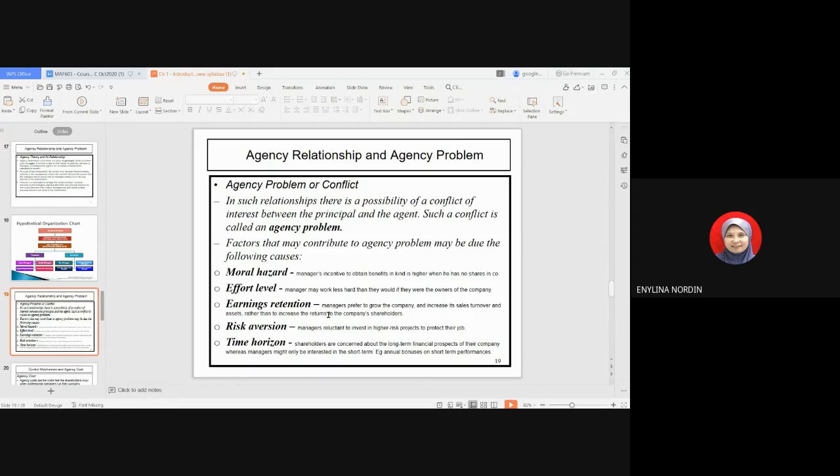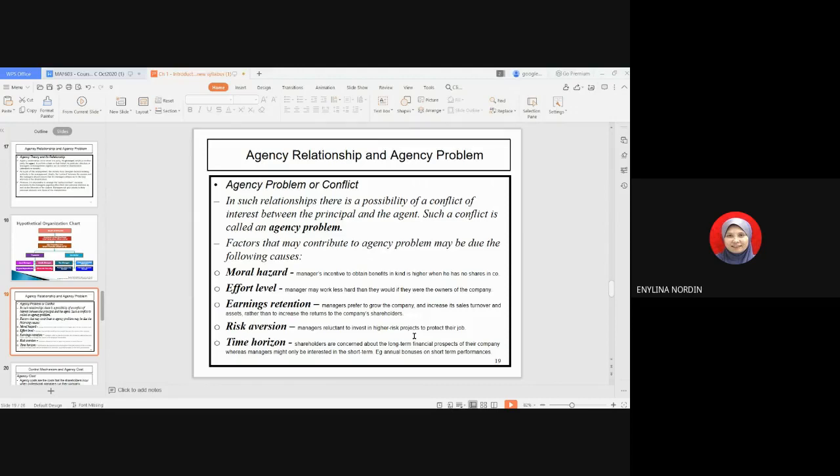Okay, and then another thing is maybe earning retention, where the managers of the company prefer to keep the money or to grow the company, increase the sales turnover and assets, rather than to increase the return to the company's shareholders. That means the managers prefer to make money for the company, but they don't want to return that cash to the shareholders in the form of dividends. Or maybe the company does not want to reinvest the excess cash for investment, to get more income for the company. So they prefer earning retention.